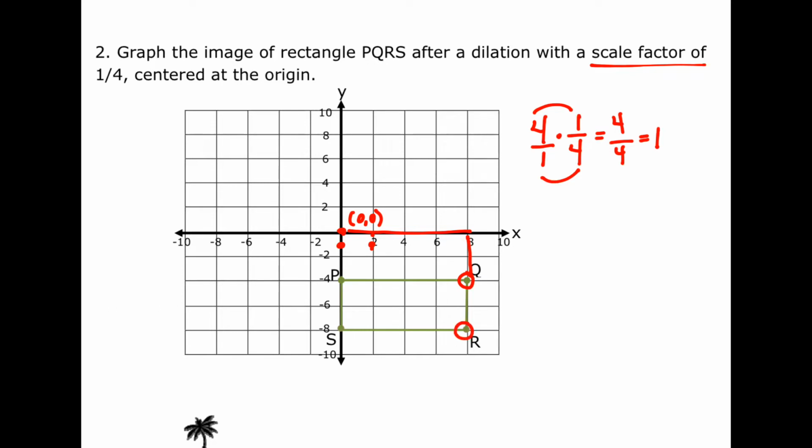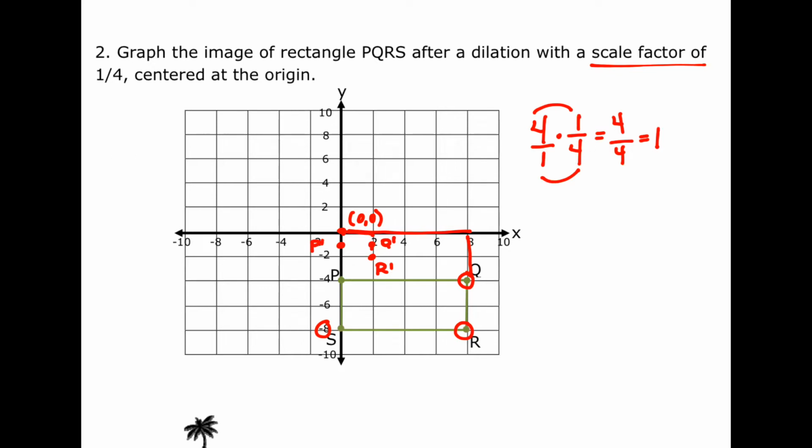Now let's do R. Again, R goes over 8 and down 8. So 1/4 of 8 is 2. I'm going to go over 2 and down 2. So that's my R prime. I should have been marking these. Q prime, and this over here is P prime.